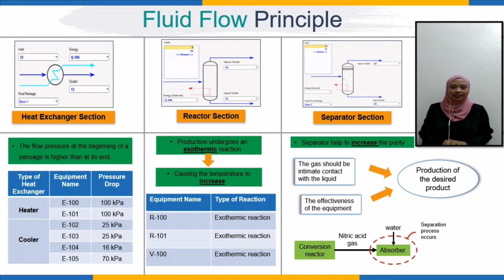Meanwhile, in the separator section, the separator helps to increase the purity until it reaches the desired target of nitric acid. The main aspect that needs to be considered in the design of the absorber is that the gas should be in intimate contact with the liquid, and the effectiveness of the equipment will determine the production of the desired product. The separation process happens when a lot of nitric acid gas produced from the conversion reactor enters at the bottom stream and the water is used as the liquid in the top stream.